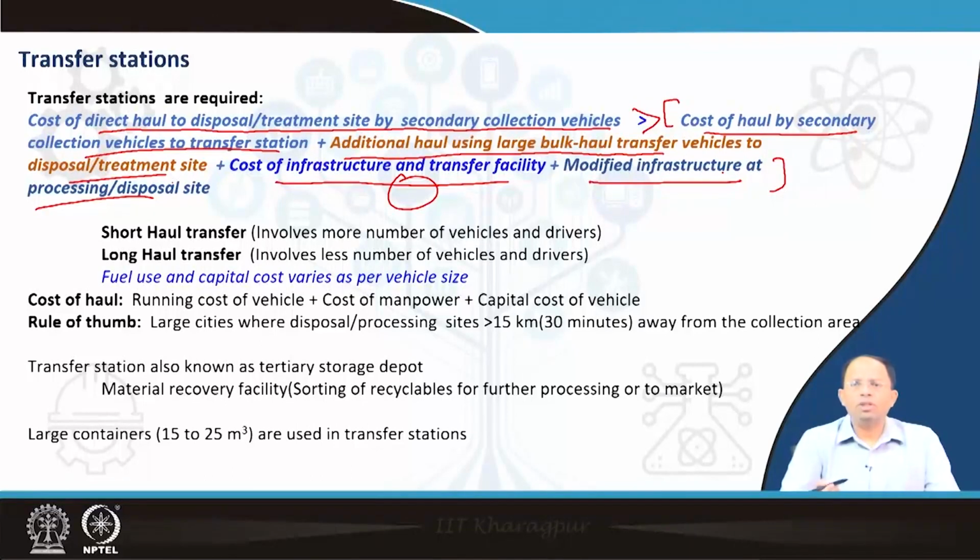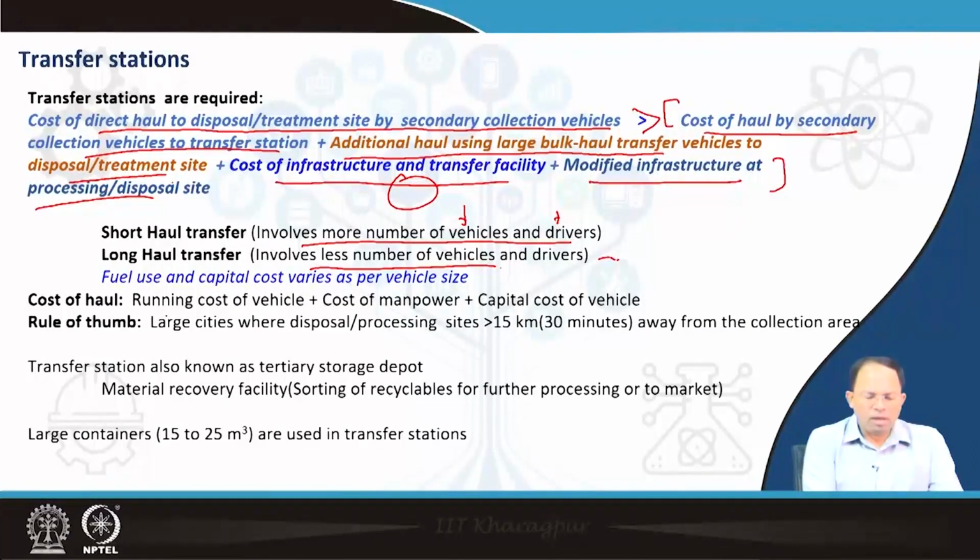Now, why would the cost be different? For short haul transfers, that means if I don't use a transfer station, this will require more vehicles and drivers, and we have to pay the salary of drivers, and each of these vehicles will cost money plus the fuel they will consume. Similarly, long haul transfers will involve fewer vehicles and drivers. But fuel use and capital cost vary as per vehicle size, so we cannot exactly say which system will consume less fuel or which system will cost less, because maybe one large vehicle will cost more than two small vehicles, or it depends on how many large vehicles are required. So first this should be determined, then only can we determine the final cost.